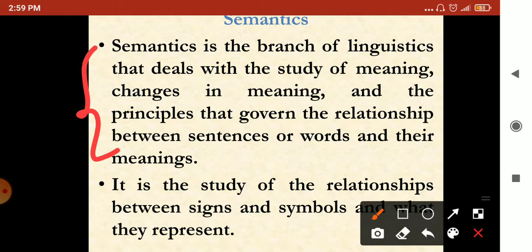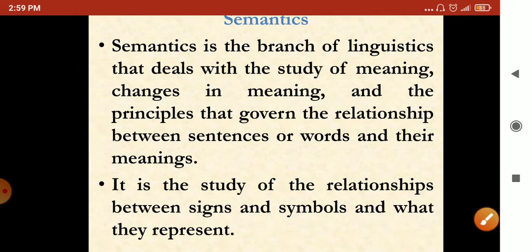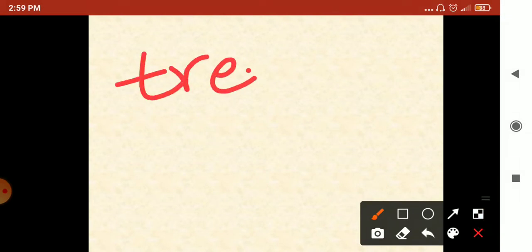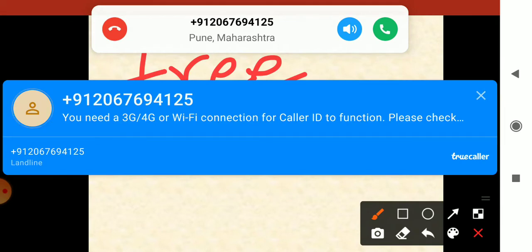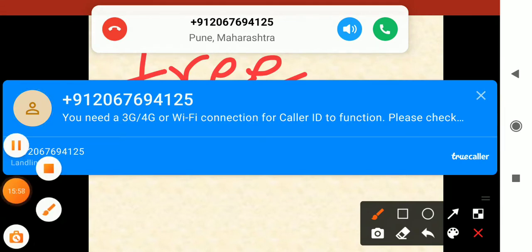तसंच बघा की there is relationship between signs and symbols. भाषा ही काय आहे? एक साईन आहे. जसं की when I write this word TREE, tree, a certain image comes to your mind. I'm sorry, wait. So I was talking about language as symbol.